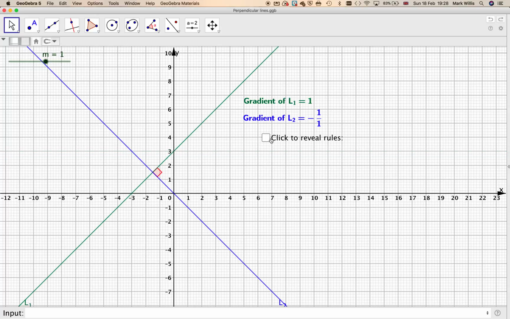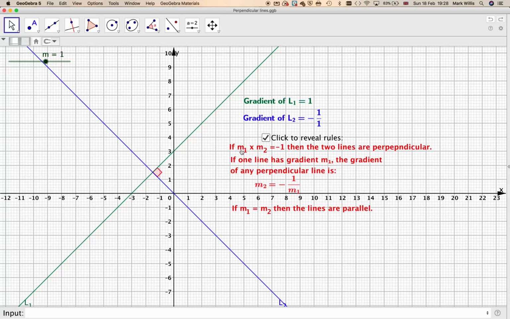Okay, so what are the rules for perpendicular lines? If m1, the gradient of the first line, times the gradient of the second line is equal to -1, then the two lines are perpendicular. If one line has a gradient of m1, the gradient of any perpendicular line, which we call m2, will always be -1 over m1.